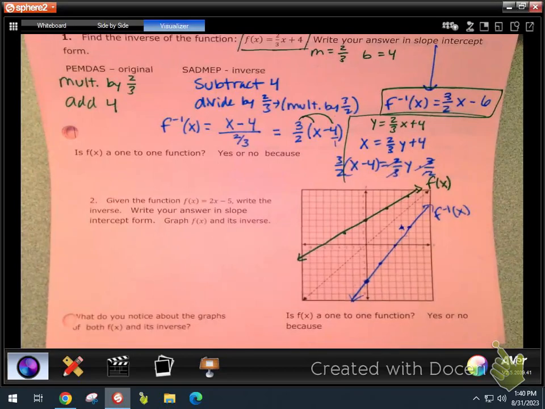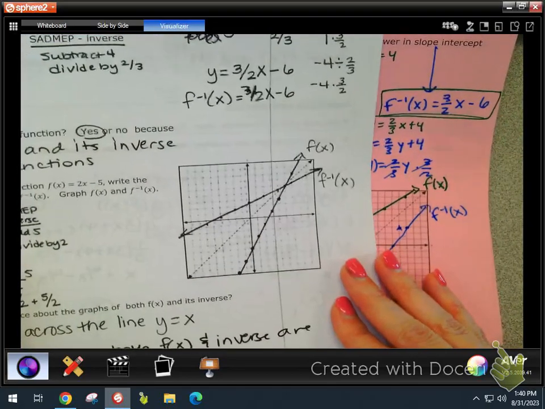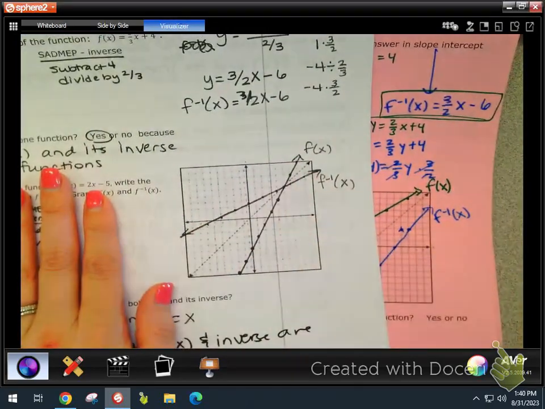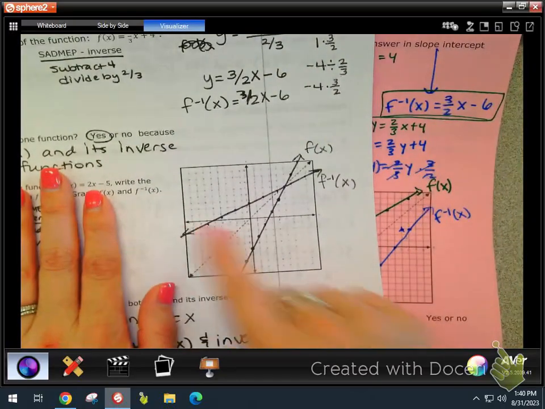Here's what I was supposed to do. We were supposed to graph this one. So you can see, you see how this one's just better looking? It's because it's problem number 2, but that's okay.